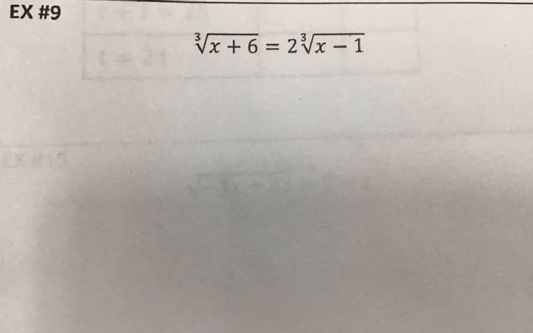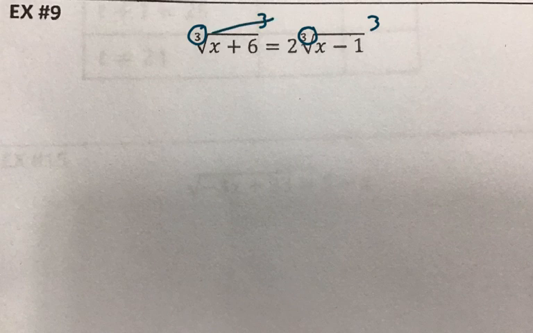So on example 9, notice this is a cube root of 3 here, cube root of 3 there. How do we get rid of a cube root, guys? We cube both sides. The 3 power gets rid of the cube root. I'm left with x plus 6 equals. The cube gets rid of the cube root here.